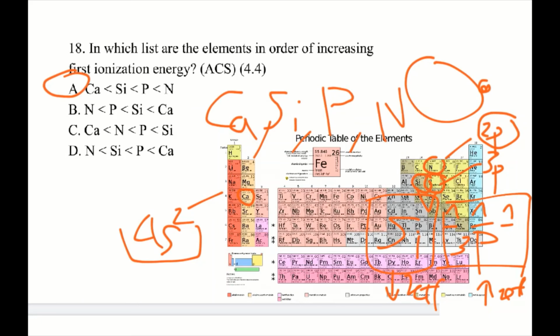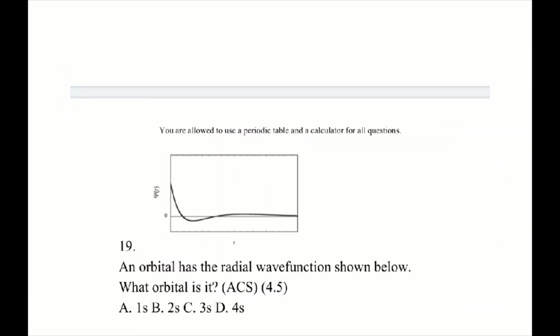And if you were unsure about silicon and phosphorus, you would have immediately noticed that if you could determine which one has the highest first ionization energy, then you could have figured out that it was A, because nitrogen has the highest first ionization energy. So the answer would have been A either way. We have 2 questions left, so let's get to it.